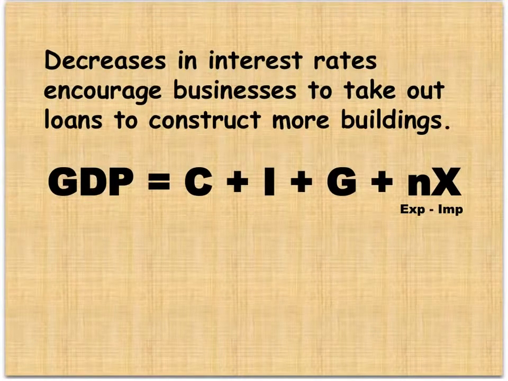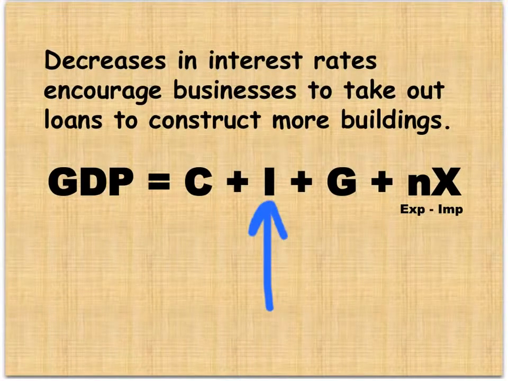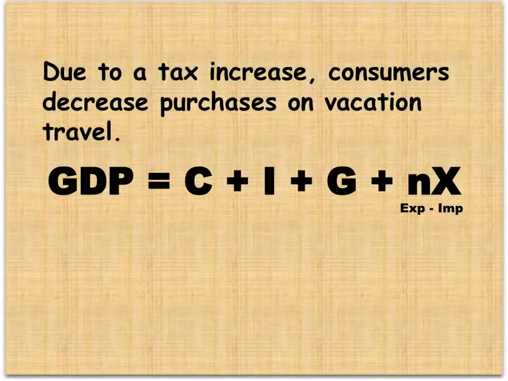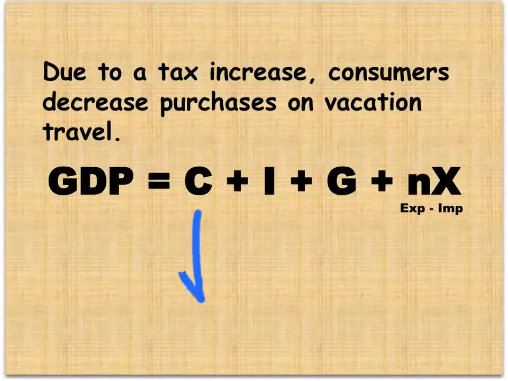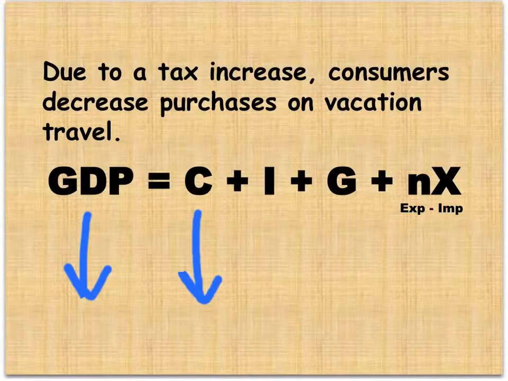Decreases in interest rates encourage businesses to take out loans to construct more buildings. Well, businesses are going to construct capital, like factories and office buildings. In fact, almost all investment spending is done with borrowed money, so lower interest rates would encourage that. So investment goes up, and of course, GDP goes up. Due to a tax increase, consumers decrease purchases on vacation travel. That's very clear. Consumption is going to go down. Households are buying less vacation travel, which is a consumer good, and therefore GDP as a whole will go down.